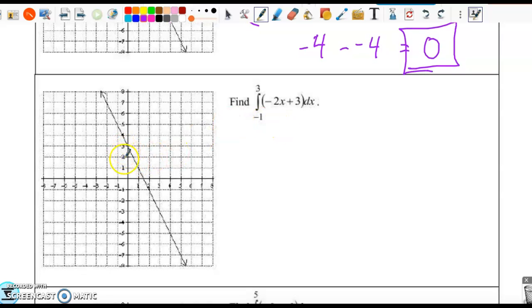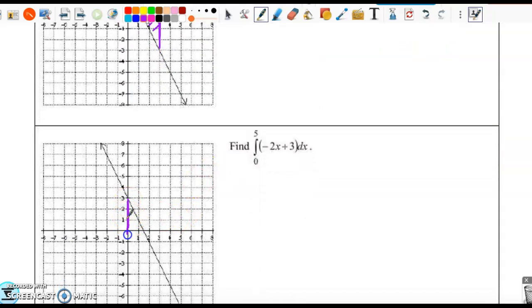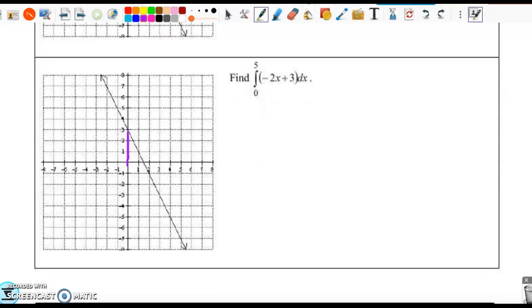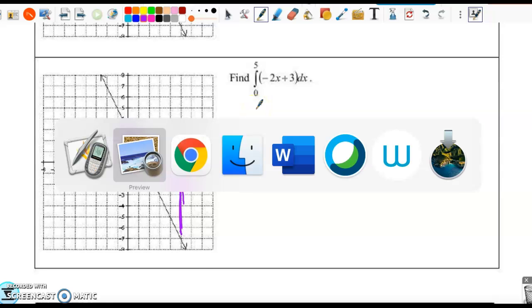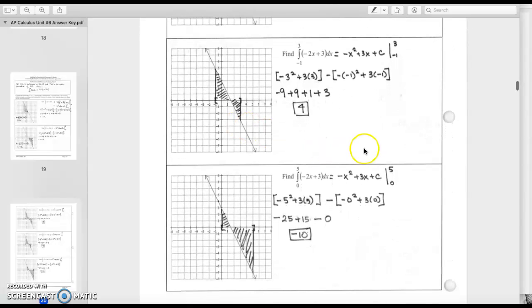And then from negative 1 to 3, I'll let you just work through this one a little bit on your own, because I kind of want to get to more interesting problems. We should get a positive answer because the area above is larger than the area below. And then same thing on this one. We should get a slightly negative answer, 0 to 5, because the area below the x-axis is larger than the area above. How about this? Try it on your own. You can pause it, and I'm going to flip to the answer key and share those last two answers. Looks like this one's 4, and this one's negative 10.